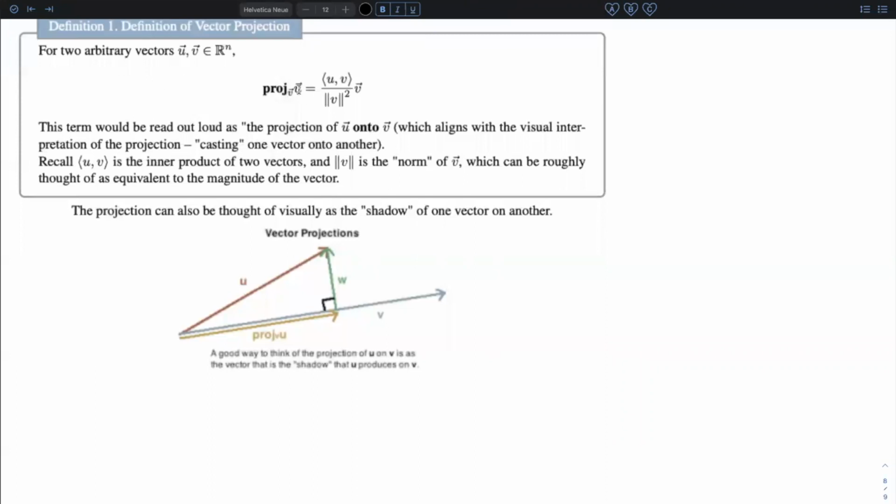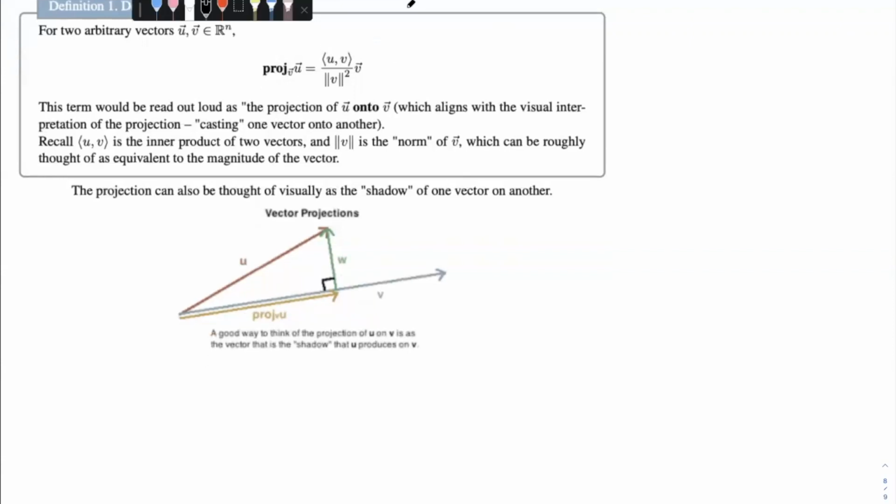So from here, we see that this is read as the projection of U onto V is equal to the dot product of U and V divided by the norm of V squared times the vector V. One way I like to think about this to help remember how to read this is that U is bigger than V, so V is almost like a subscript. So it's like U is casting itself onto V.